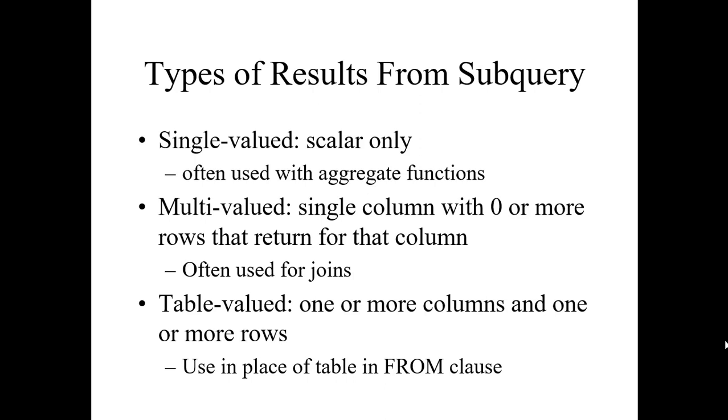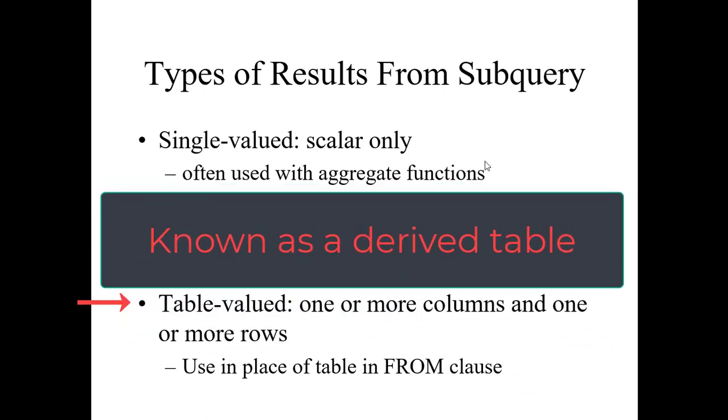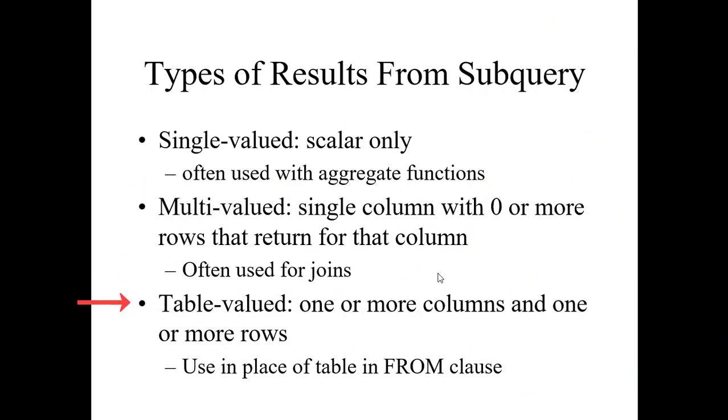When you get a result back from a subquery, there are three ways to do so. One is just a single value. Often this will be with aggregate functions. Another option is multi-valued, and that is just one column, and that one column may return 0 or more rows, often used for joins. And then finally, there's table valued, in which the subquery returns an entire table, many columns and many rows. And that's often put in the from clause.